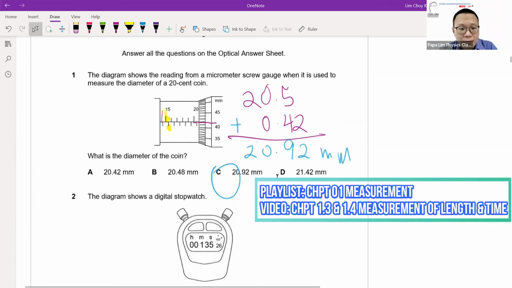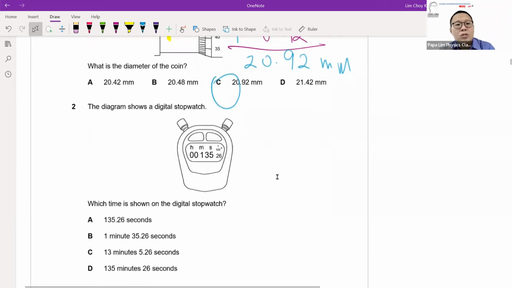Now, for the second one, the digital stopwatch, same thing. The reading is quite simple, because nowadays we use digital stopwatches everywhere we go. For example, it's available on the phone, in our smartphone, all these things. So the reading, I would say, is not difficult.